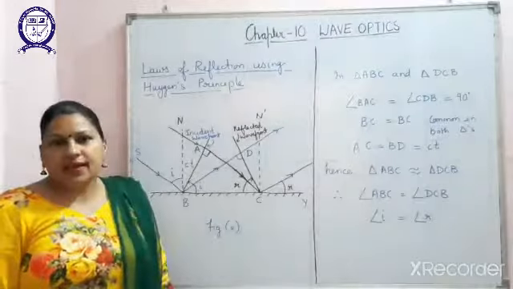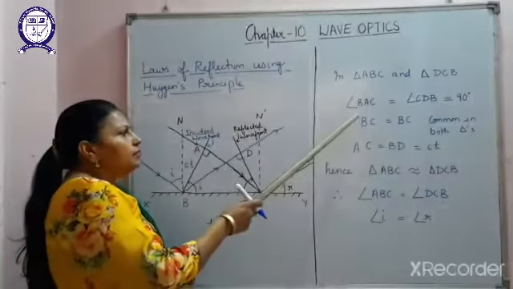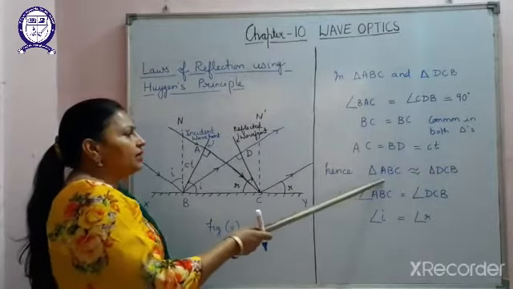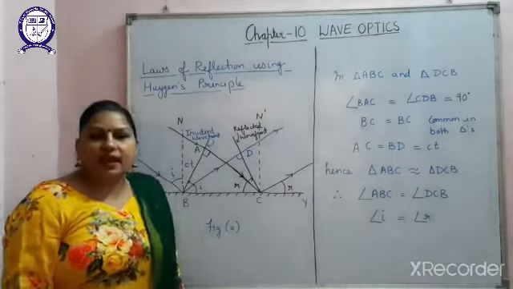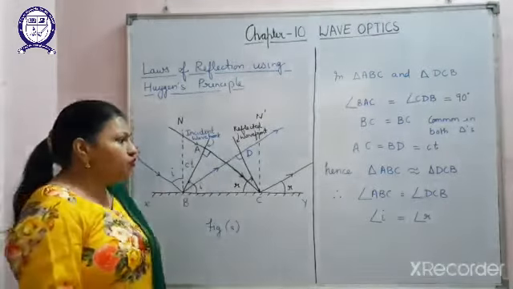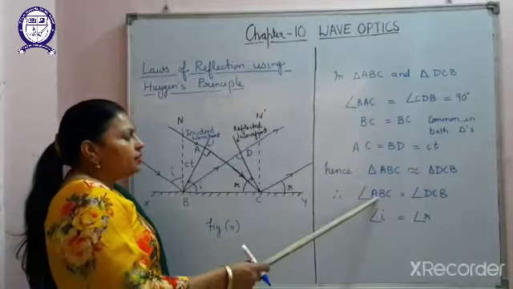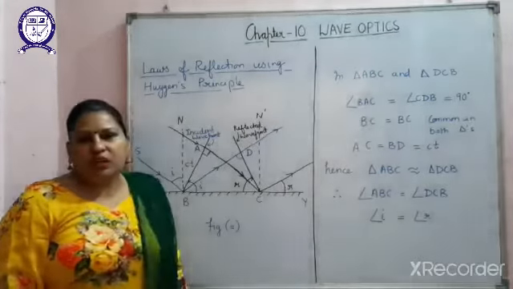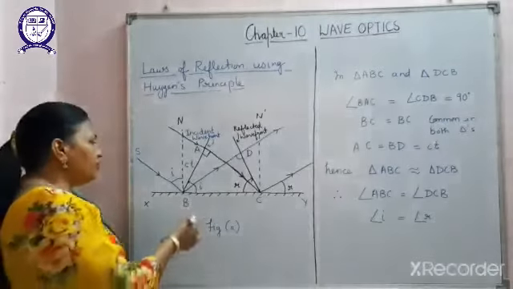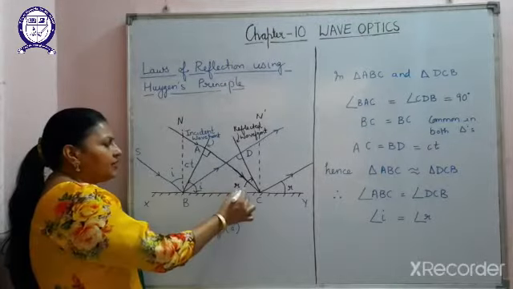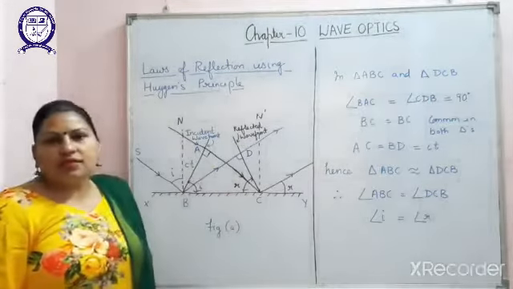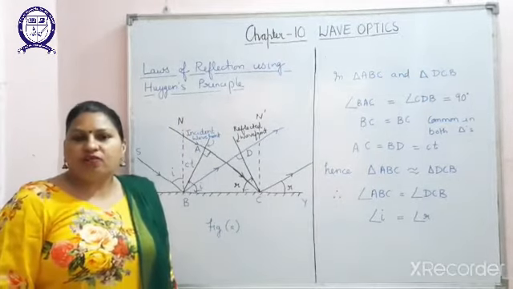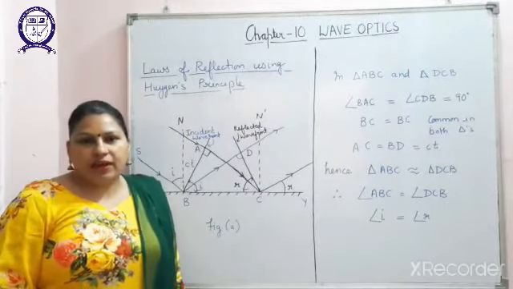Hence we can say that, by the side criterion, both the triangles are similar triangles, and hence it is proved that the angle BAC and the angle DCB will be equal, which are nothing but the incident angle and the reflected angle, the angles made by the incident wavefront and the reflected wavefront.